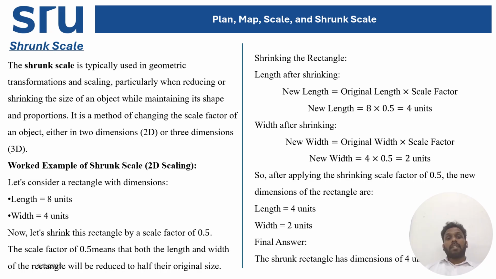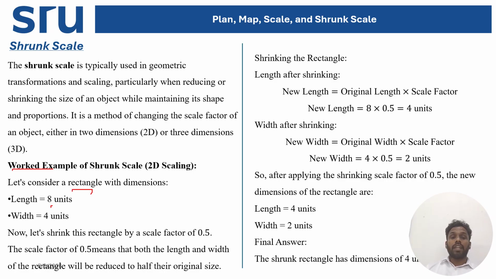So now we'll see an example for the shrunk scale. A shrunk scale is typically used in geometric transformation and scaling, particularly when reducing the size of an object while maintaining the shape and proportion, by changing the scale factors. So this is a workflow example of 2D scaling. Let's consider rectangle dimensions.